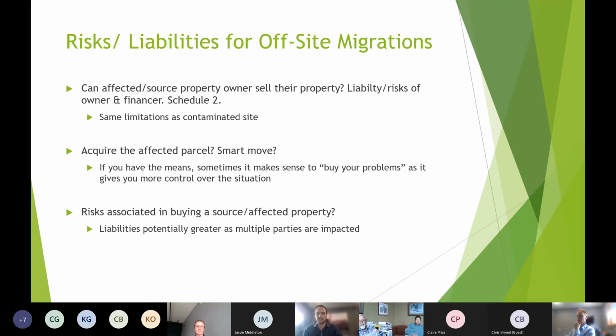There are consulting and legal costs associated with remediating the site that need to be accounted for, no matter if you're acquiring the source or affected parcel. And again, if the goal is redevelopment, this likely will not be possible without a ministry instrument or approval of some kind.